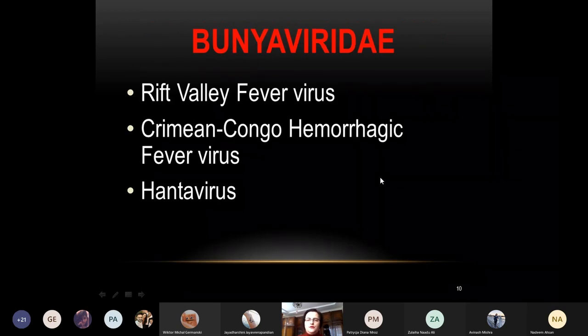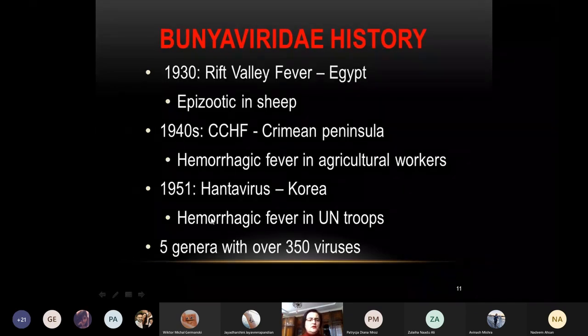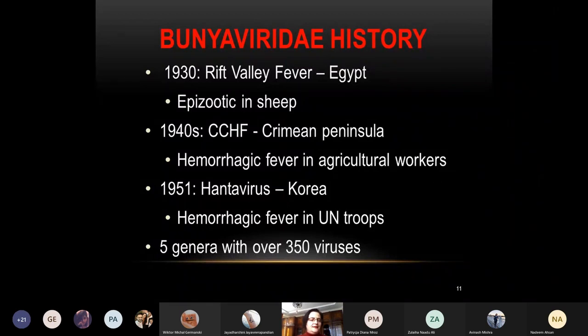Next family, Bunyaviridae, that include Rift Valley fever virus, Crimean-Congo hemorrhagic fever virus, and Hantavirus. Rift Valley fever virus was first isolated in 1930 from an infected newborn lamb as part of investigation of large episodic of disease causing abortion and high mortality in sheep in Egypt.